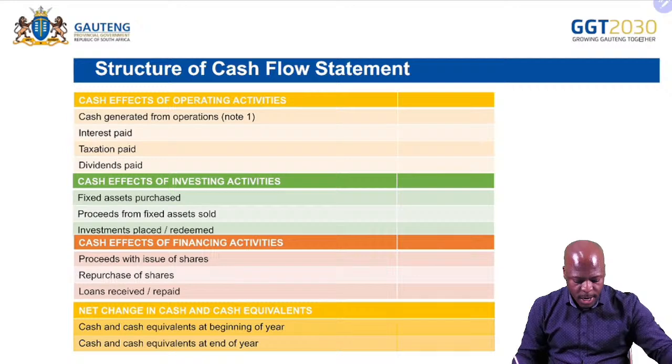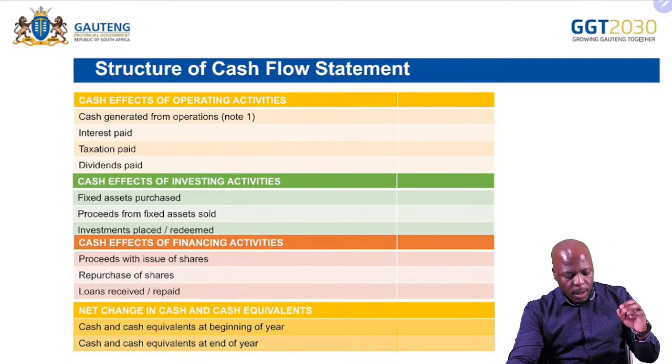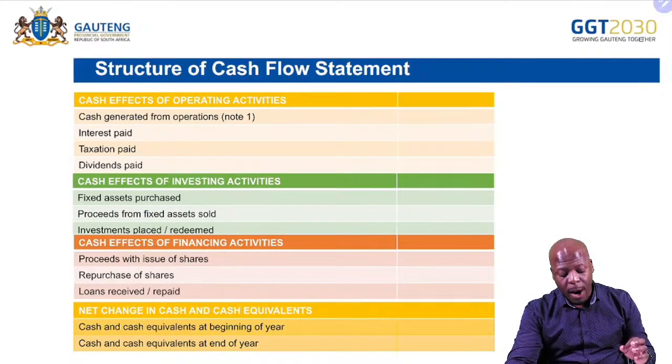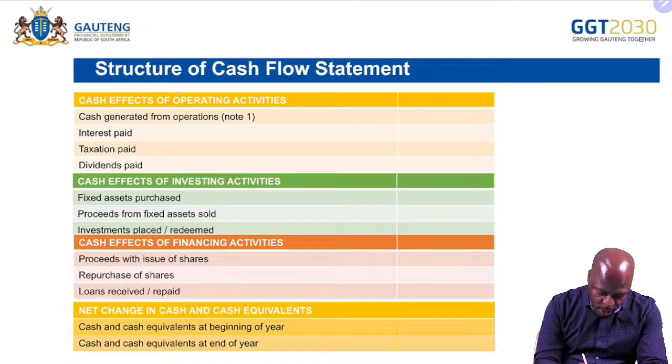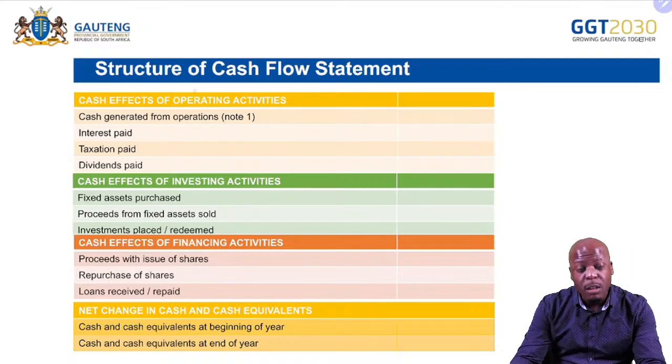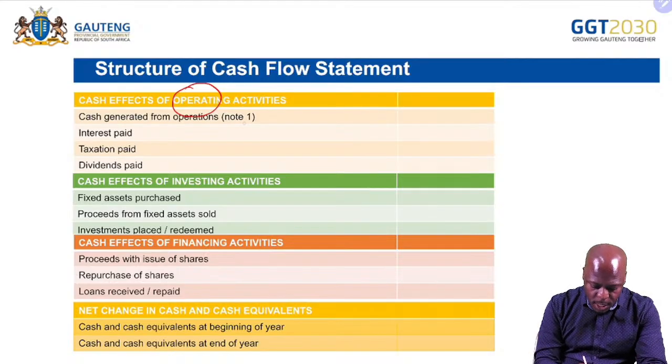Now, there are four items under our operating activities. The first one is our cash generated from operations. And you can see there, I've said note number 1.